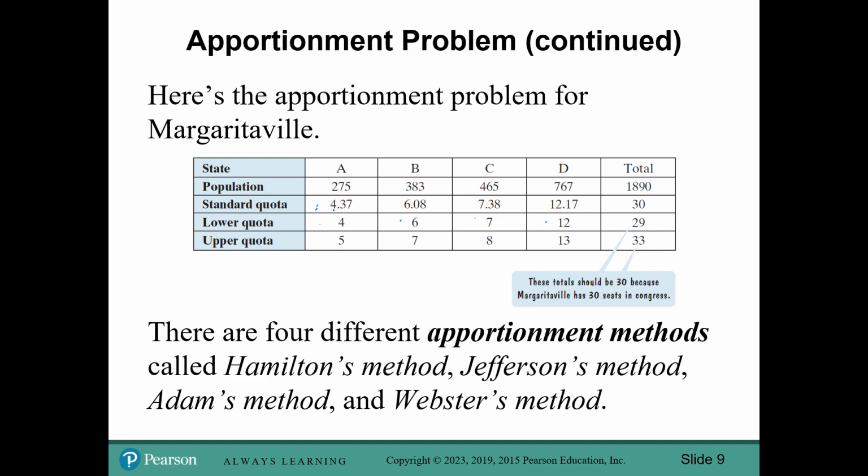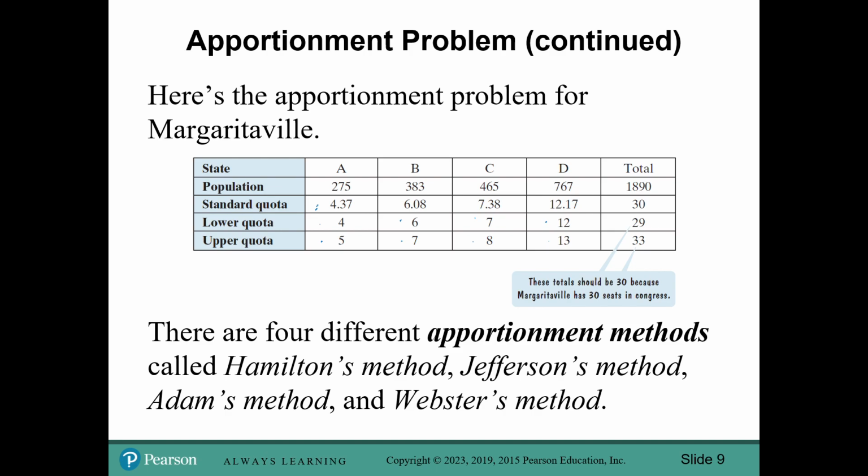So we round 4.37 up to 5. We round 6.08 up to 7. We round 7.38 up to 8. We round 12.17 up to 13. And when we do that and total those together, 5 plus 7 plus 8 plus 13 gives us 33. And that's no good because the total is supposed to be 30 because we only have 30 seats in Congress and we can't have 3 extra seats.